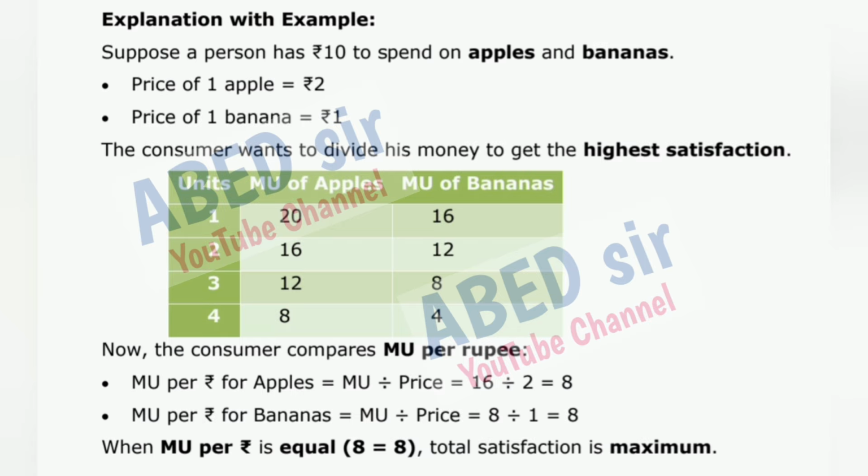Units: MU of apples, MU of bananas. 1: 20, 16; 2: 16, 12; 3: 12, 8; 4: 8, 4. Now, the consumer compares MU per rupee. MU per rupee for apples is equal to MU divided by price, which is 16 divided by 2 equals 8. MU per rupee for bananas is equal to MU divided by price, which is 8 divided by 1 equals 8. When MU per rupee is equal, 8 is equal to 8, total satisfaction is maximum.